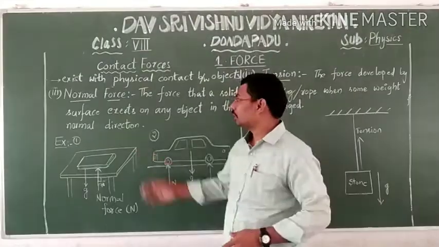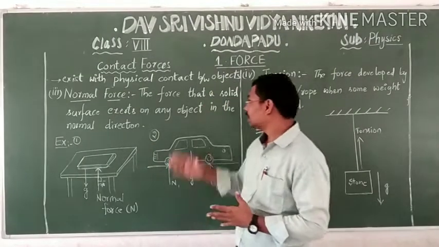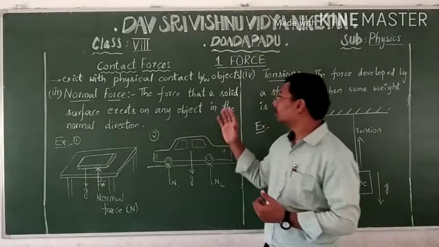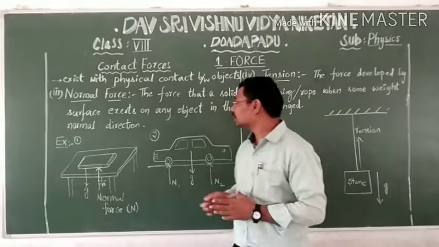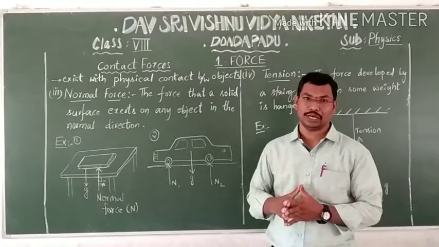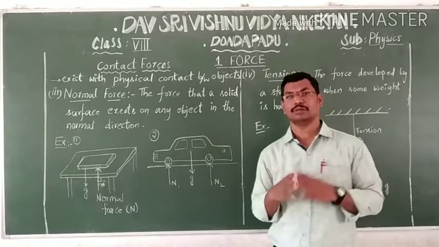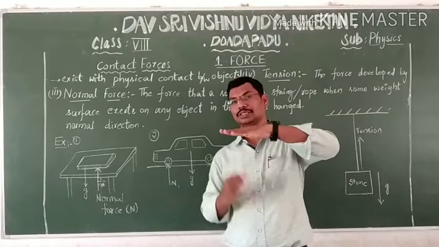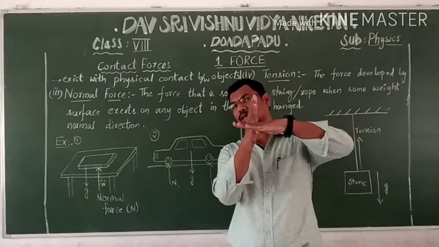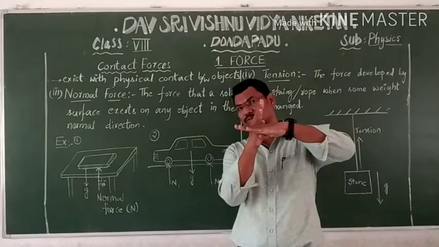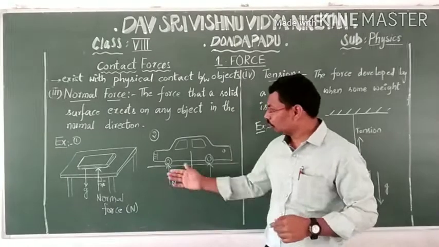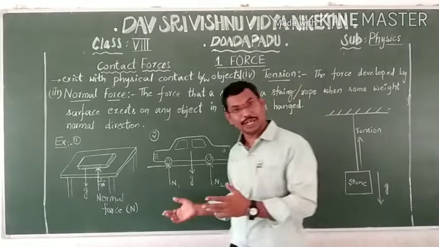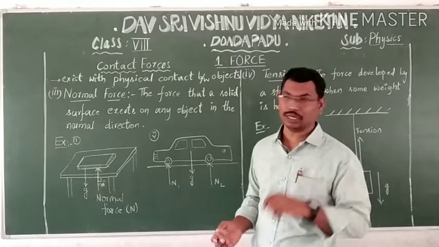The first one is normal force. Yes, the force that a solid surface exerts on any object in the normal direction. See here, normal means always perpendicular. The angle between the normals and the surface should be 90 degrees. Let me check examples. By checking examples, we can easily understand the topic.